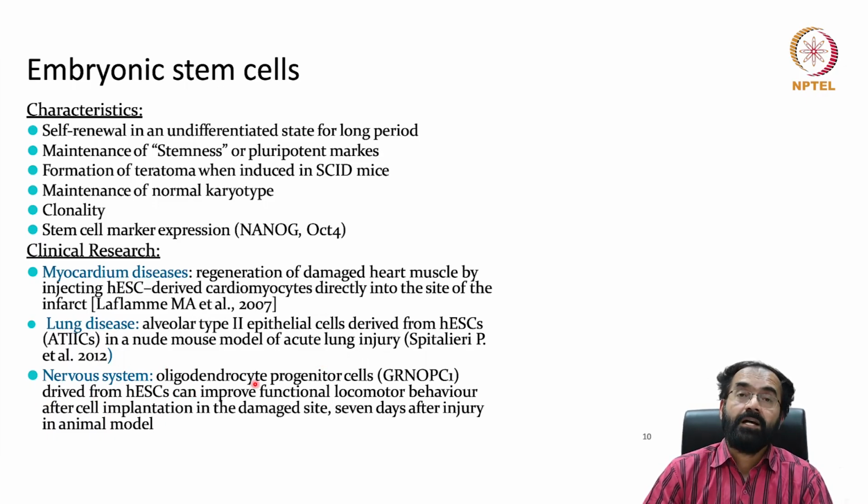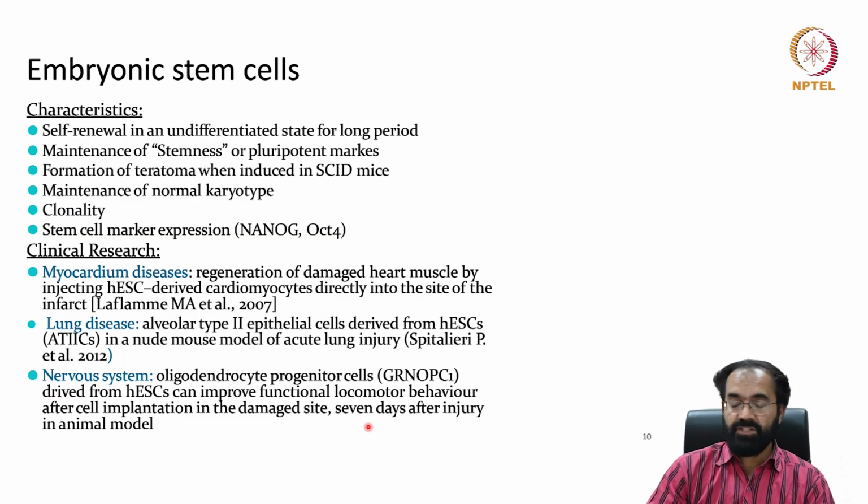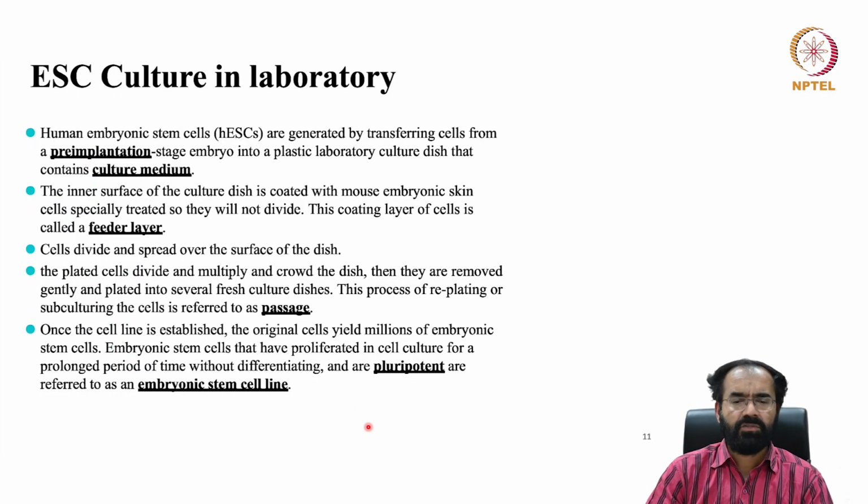Nervous system: oligodendrocyte progenitor cells derived from the human embryonic stem cells can improve functional locomotor behavior after cell implantation in the damaged site 7 days after the injury, basically in the animal model. So a lot of implications are there for this stem cell research.